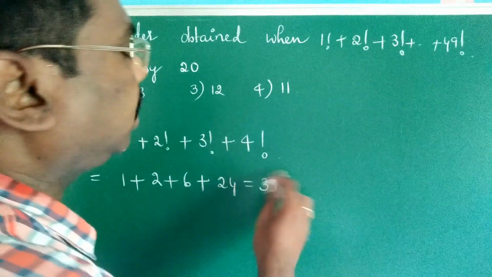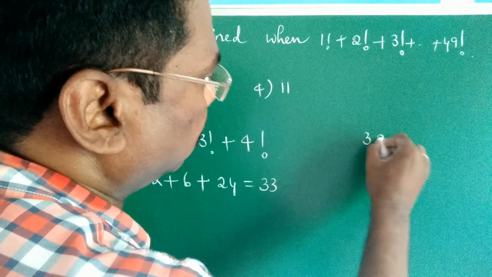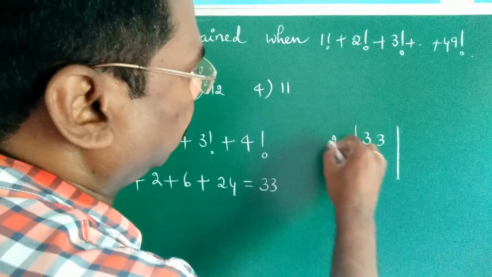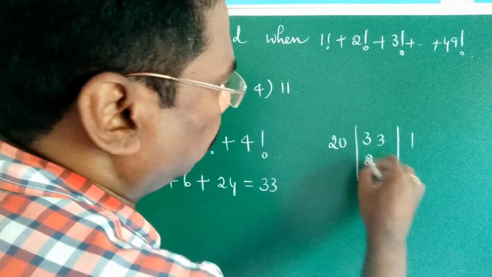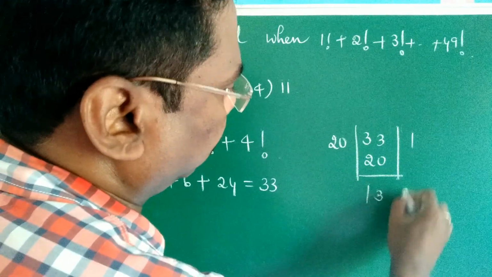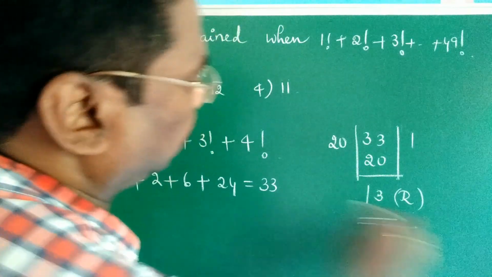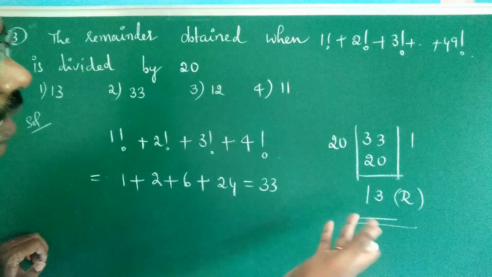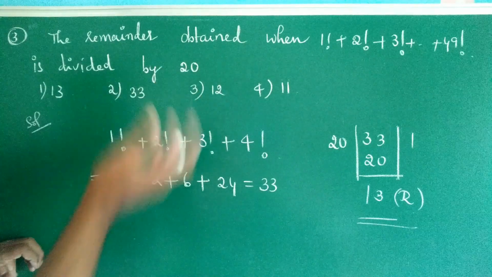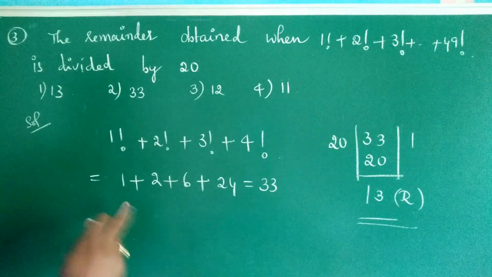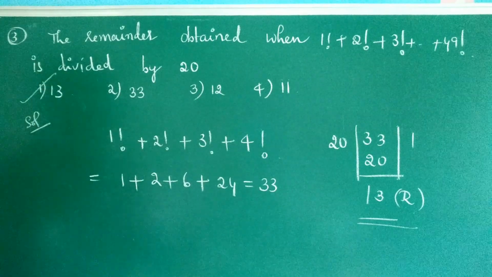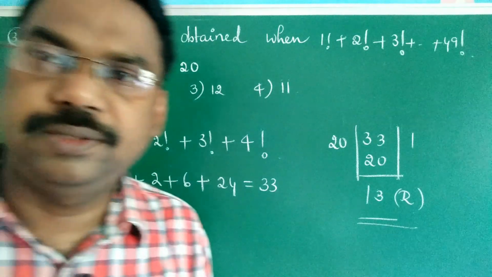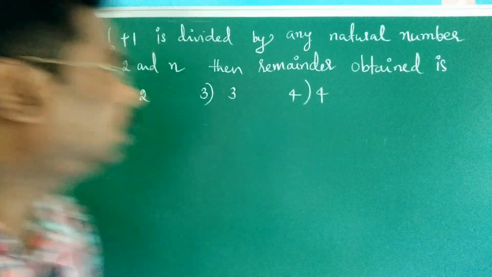Now 33 divided by 20, the remainder is 13. Therefore, the total given expression divided by 20 leaves remainder 13. Therefore, option 1 is the correct one.